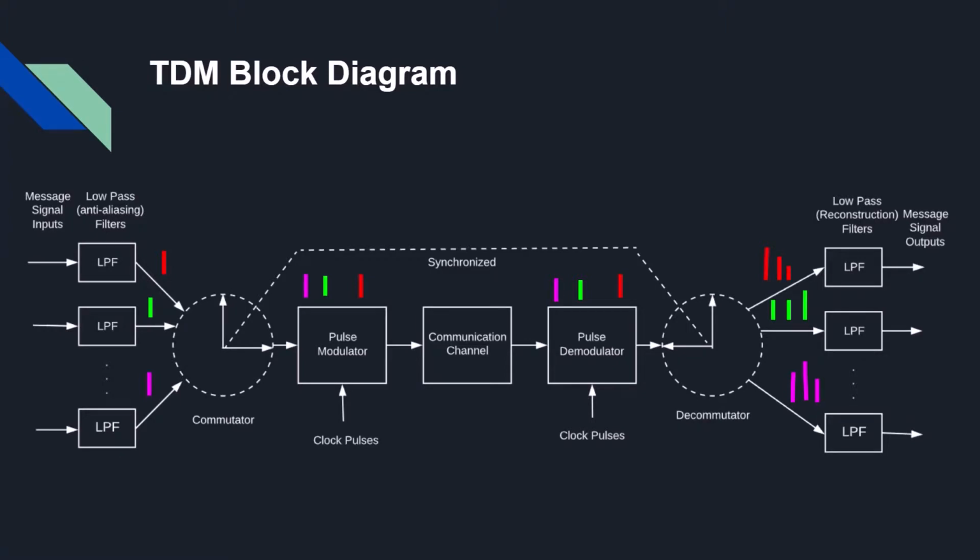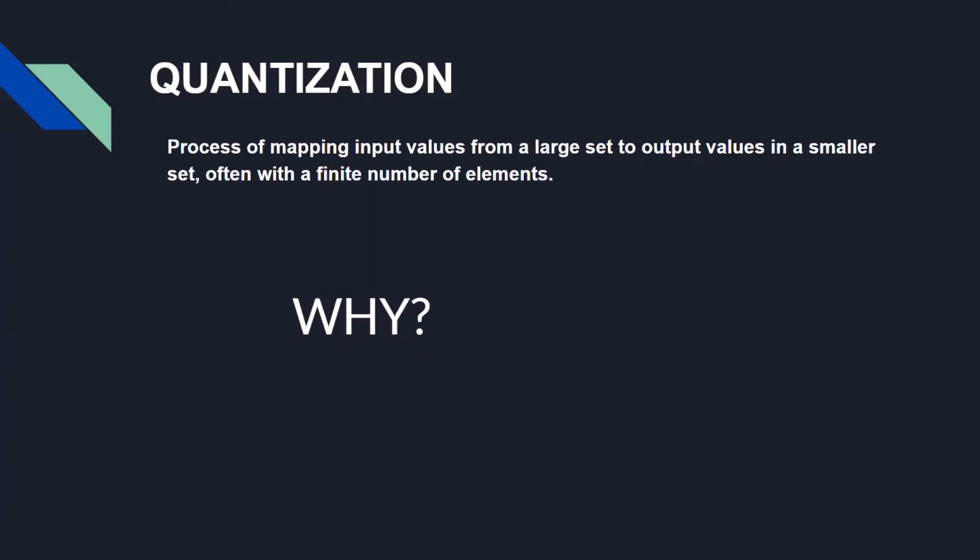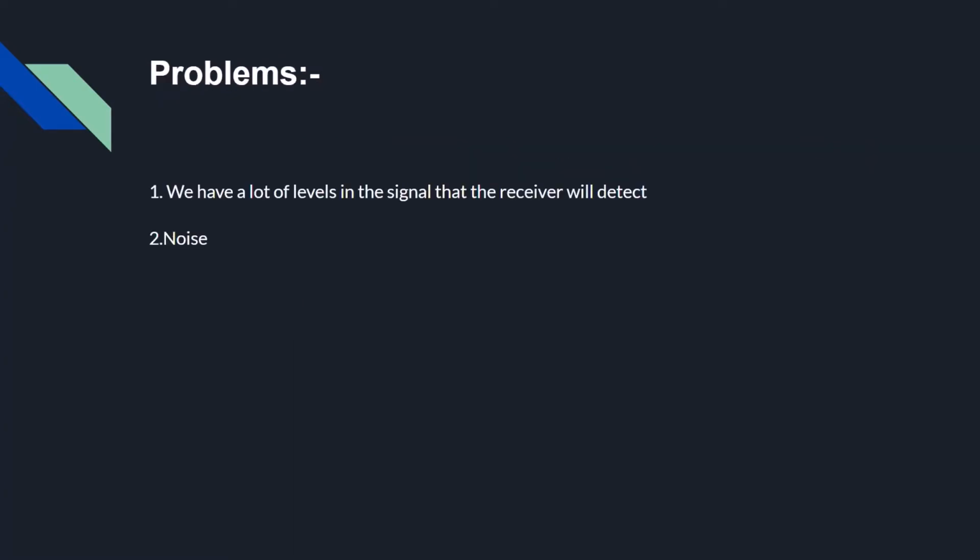Now let's start quantization. Quantization is the process of mapping input values from a large set to output values in a smaller set, often with a finite number of elements. Now we will see why we need quantization.